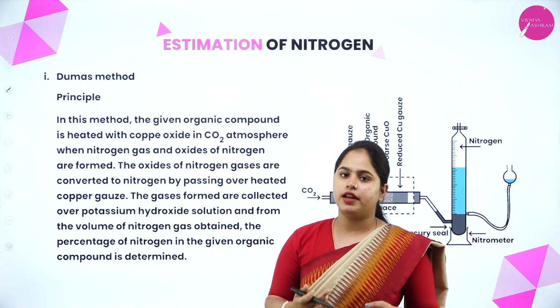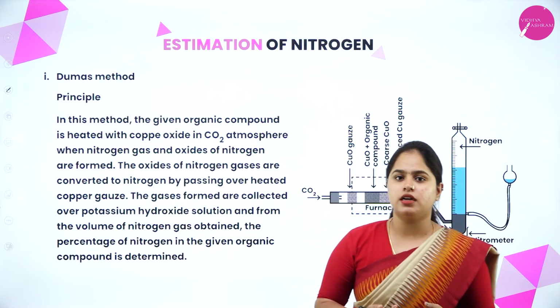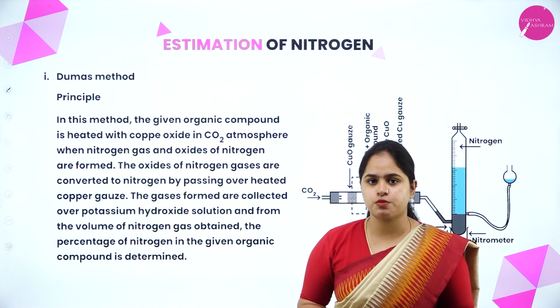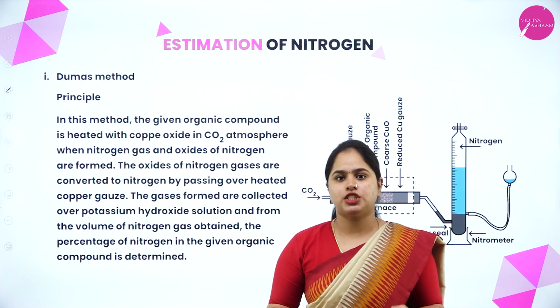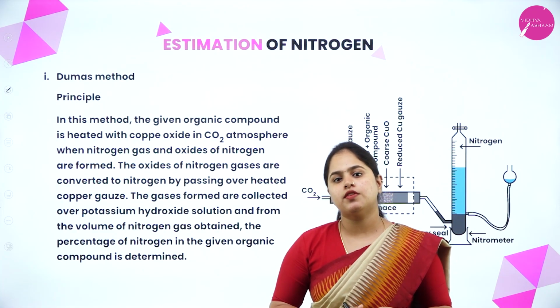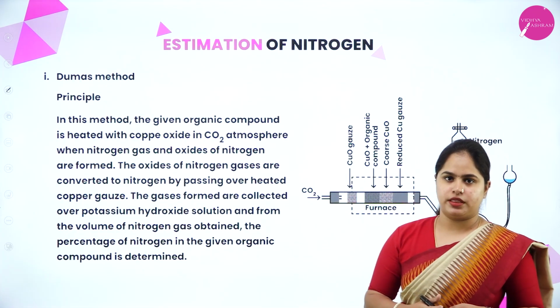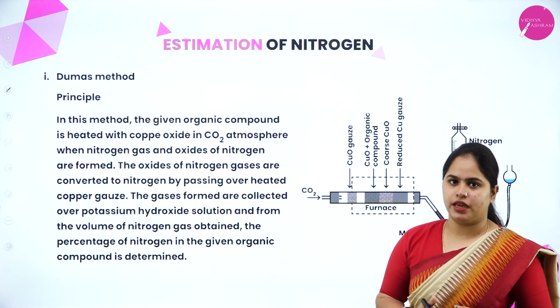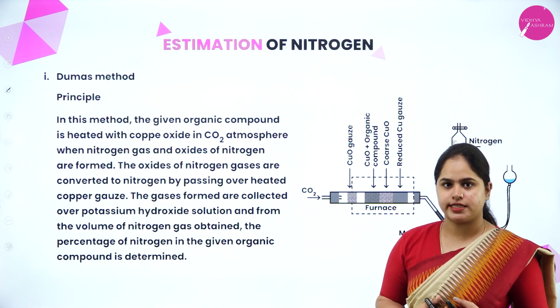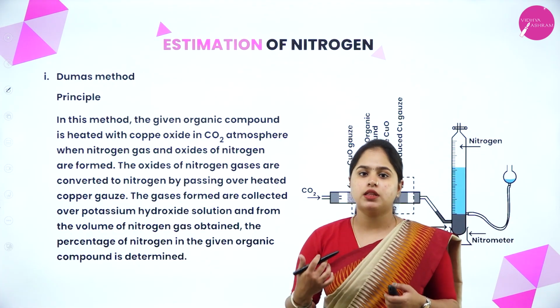The quantitative analysis of nitrogen can be done with two methods. One is Dumas method and the next one is Kjeldahl's method. First we'll begin with Dumas method. What is the principle behind this and what is the procedure, we'll see. Okay, so first let's begin with the principle.